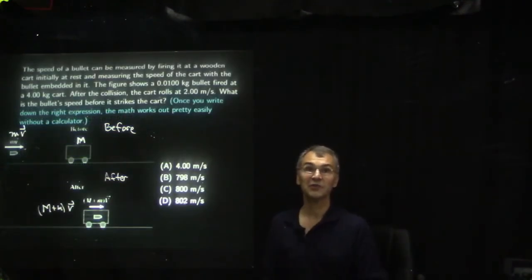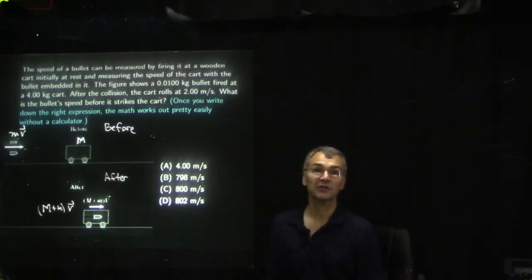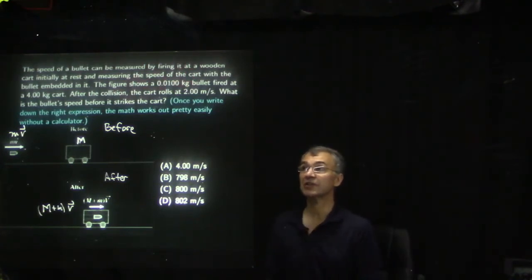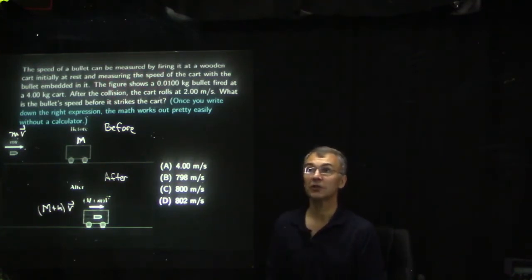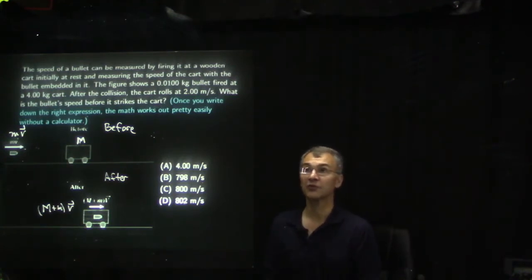One way to measure the speed of a bullet is to fire the bullet at a wooden cart of known mass, which is initially at rest, and then measure the speed of the cart with the bullet embedded in the cart. So the figure shows a 0.0100 kilogram bullet, that's a 10 gram bullet, fired at a 4 kilogram cart. After the collision, the cart rolls to the right at 2 meters per second. What is the bullet's speed before it strikes the cart?